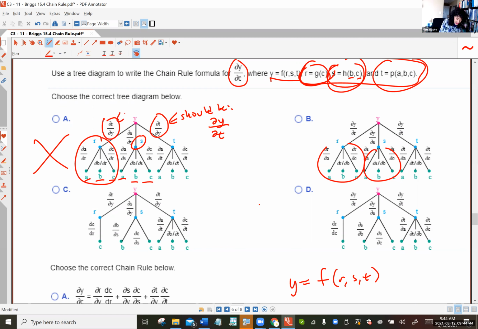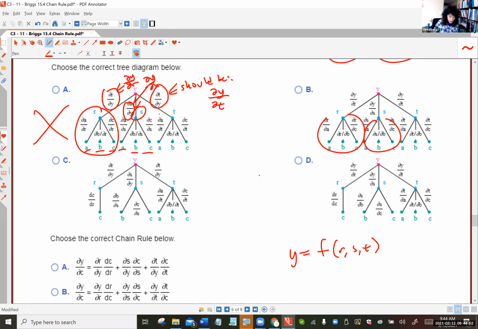And then this thing here is wrong notation too. That should be dy/dr. And yes, it matters. And then this one here should be dy/ds, not upside down. So letter A is wrong for a lot of reasons. But at least letter B, they have the correct notation. dy/dr is okay, dy/dt, dy/ds, that's good. It's just that they had too many branches sticking out of the r and the s.